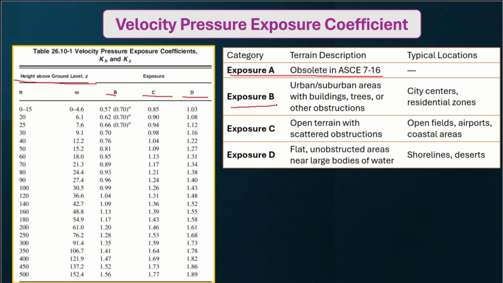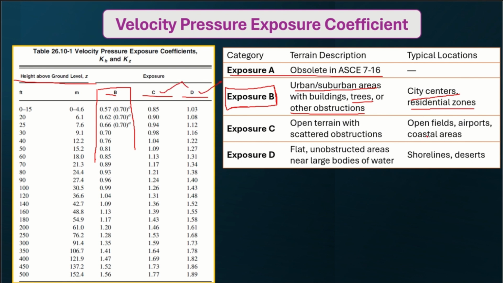If your tank is located near city centers or residential zones, that is in urban cities or tree areas or where obstructions are there, then you need to consider your exposure category as B. Here wind speed is very low because of all the obstructions. I already told you, if obstructions are there, your wind speed reduces; if there is no obstruction, your wind speed increases. Keep that in mind. Here you will feel lower wind speed. If you see this table, the Kz values are very low compared to C and D.